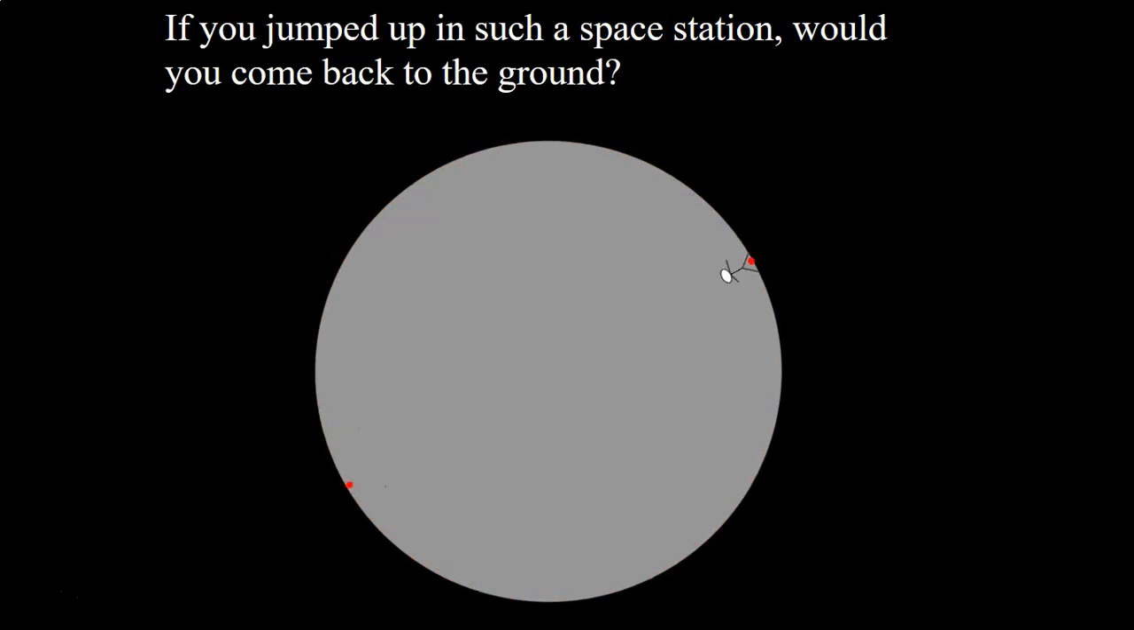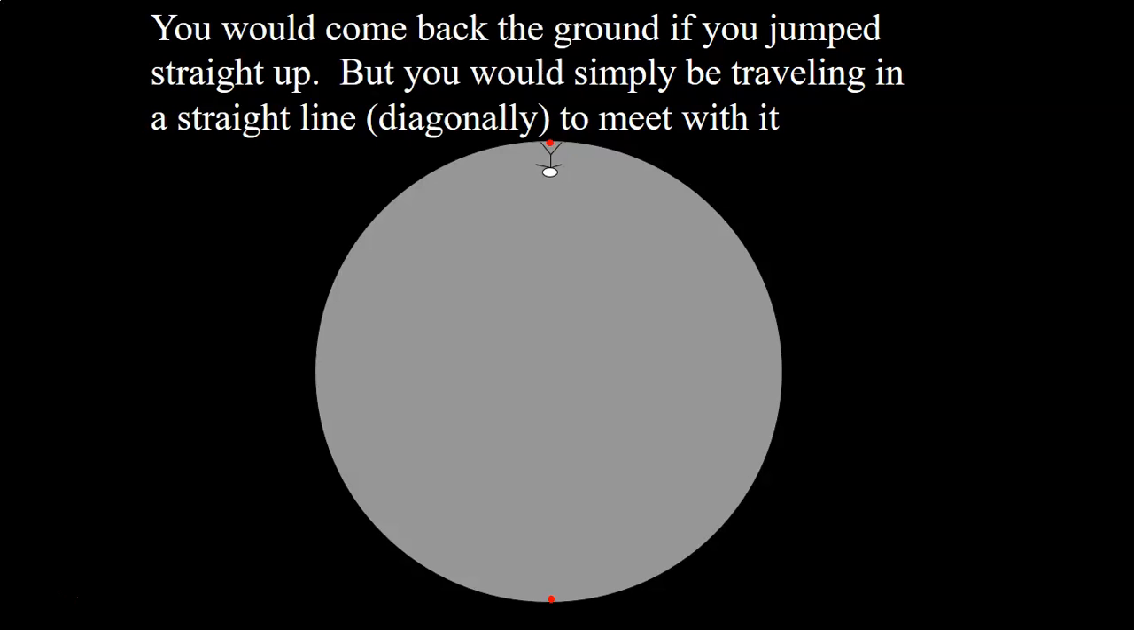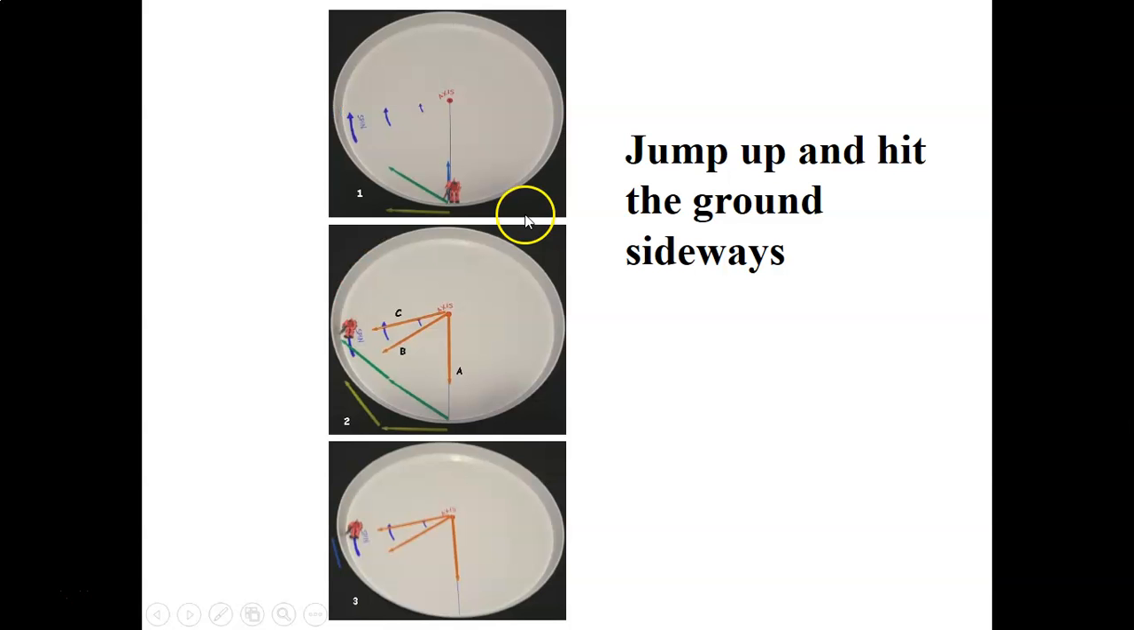would you come back to the ground? You would come back to the ground, but well, what you would do is you would jump up and you would move off at a diagonal. If you were moving to the left and you jumped up, you would move off at a diagonal. And then you would get further away from the floor as this distance increases, and then you would get closer to the floor as this decreased, and you would come back to the floor.